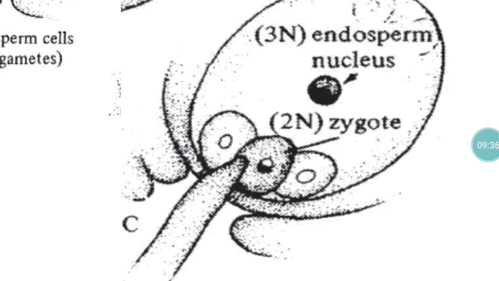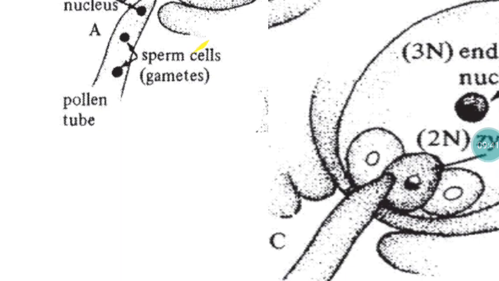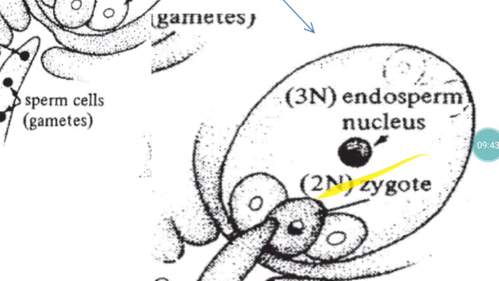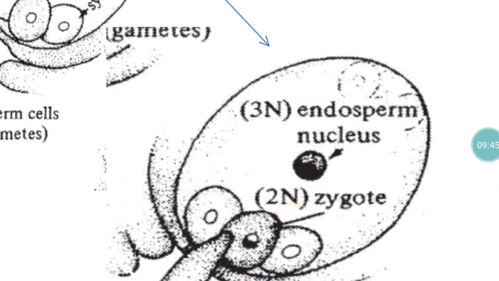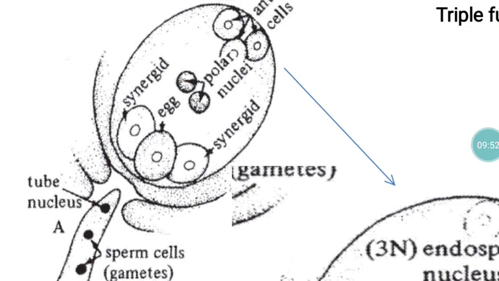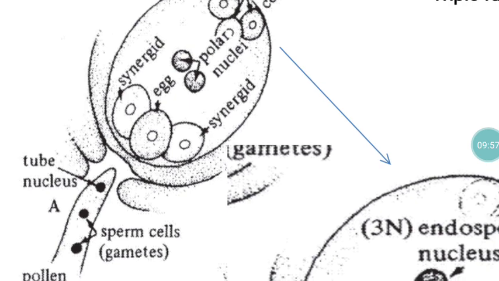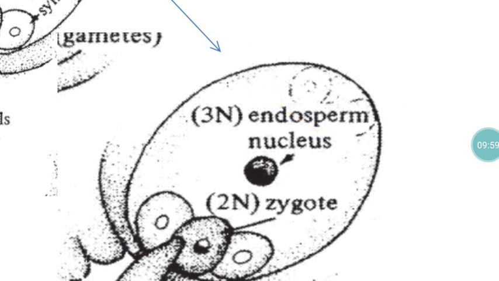Whereas the other male nucleus, of the two male nuclei, will fuse with the two polar nuclei available in the middle portion of the embryo sac. Here you can see the two polar nuclei available in the embryo sac. These two combine with one of the male nuclei and form a triploid 3N endosperm nucleus. Triploid endosperm nucleus.